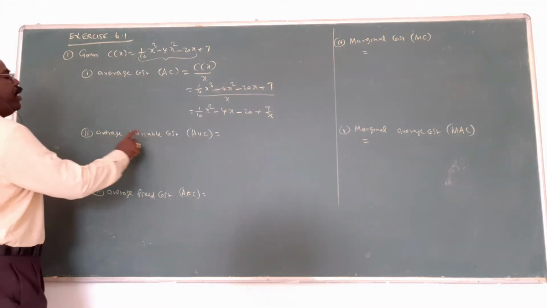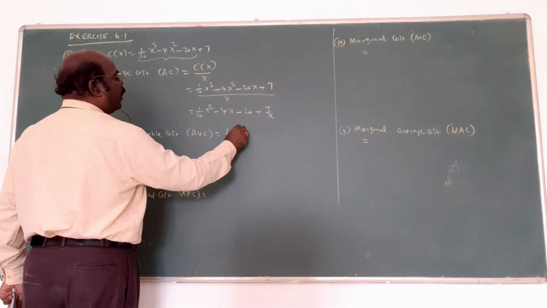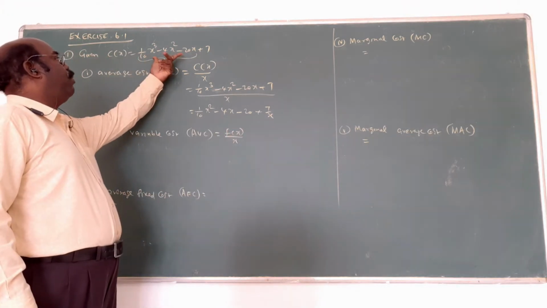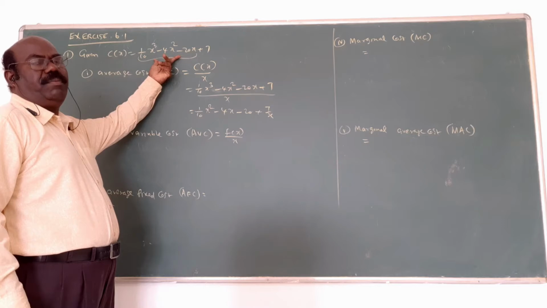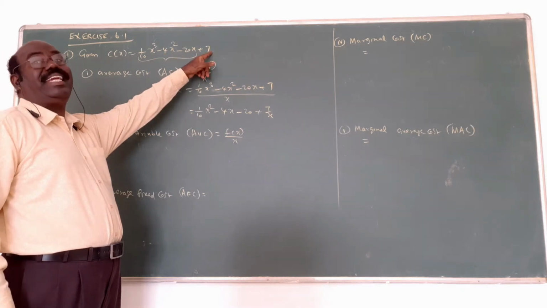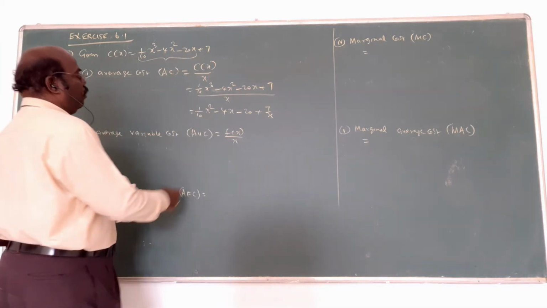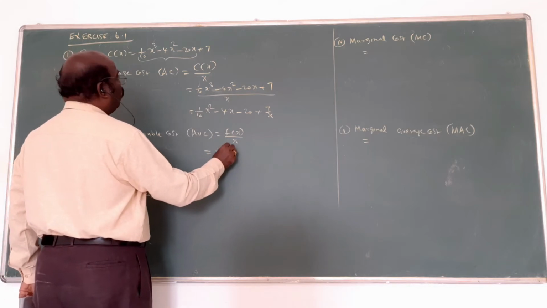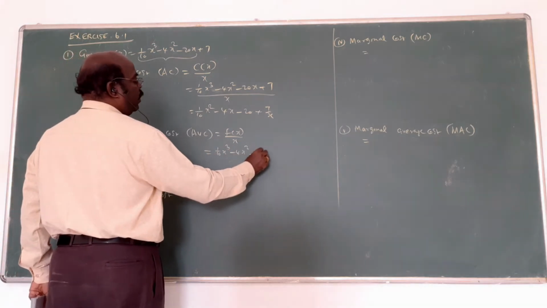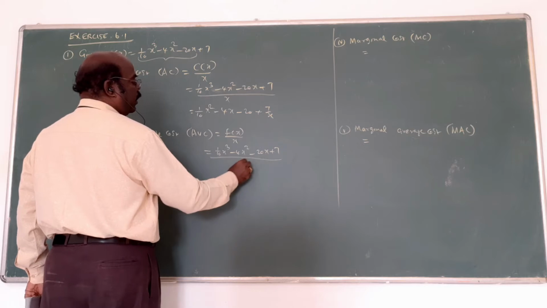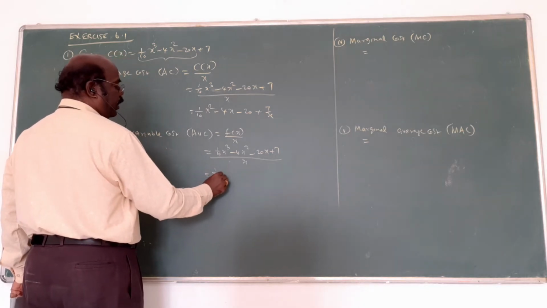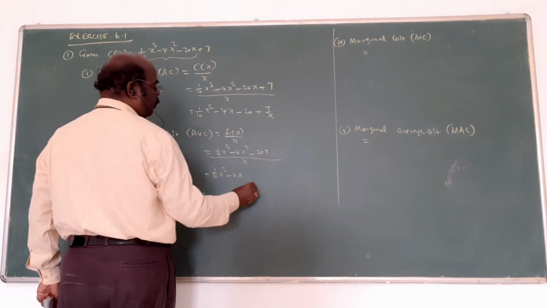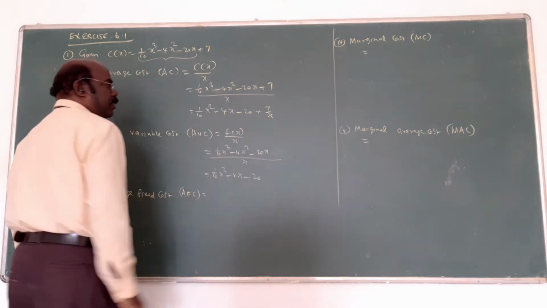The average variable cost means f of x by x. F of x means the terms involving only x. That is variable. The constant is called k. Now write the variable f of x: 1 by 10 x cube minus 4x squared minus 20x, divided by x. 1 by 10 x squared minus 4x minus 20. Sorry, the 77 by x will not come. This is the answer.